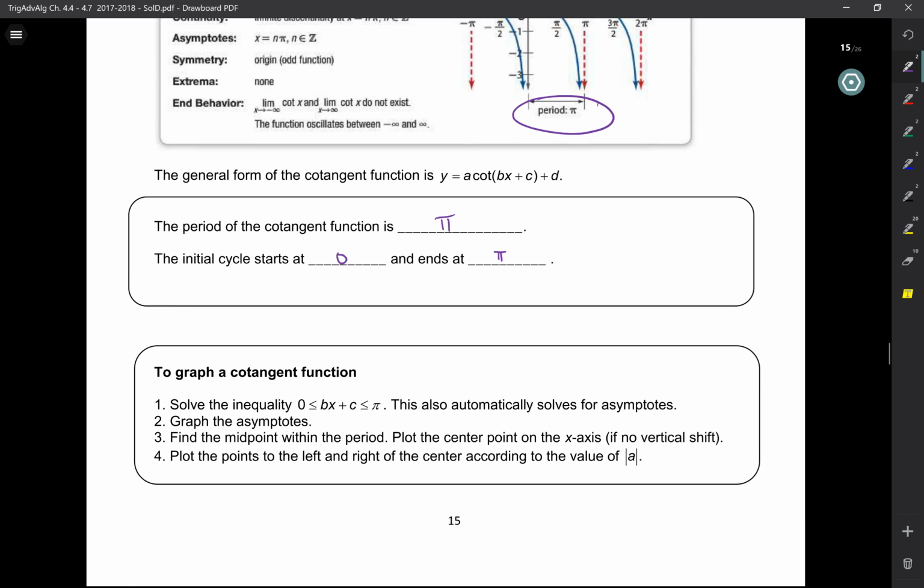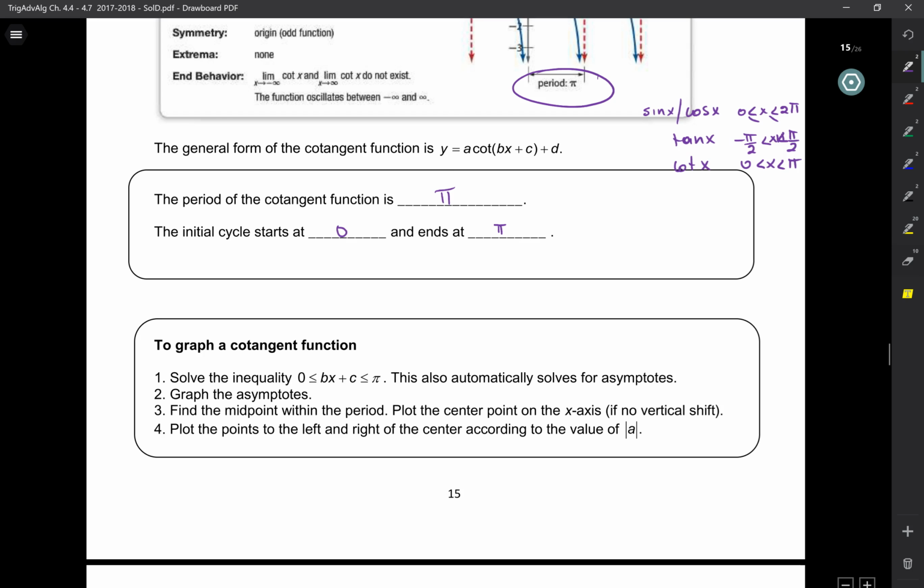So to summarize, sine x, cosine x always go from 0 to 2 pi. Tangent goes from negative pi over 2 to pi over 2. Cotangent goes from 0 to pi. Okay? Once you remember those, like 3/4 of your work is done. So same deal. We have to solve this inequality now. Graph the asymptotes, find the midpoint, plot the points according to the value of A.